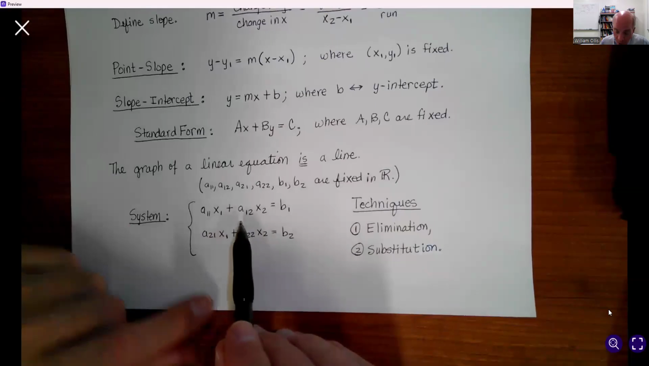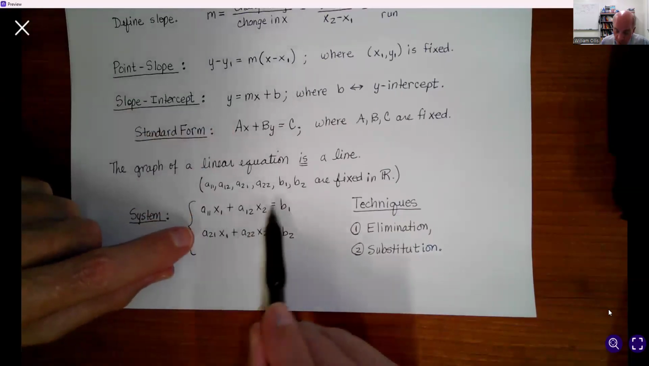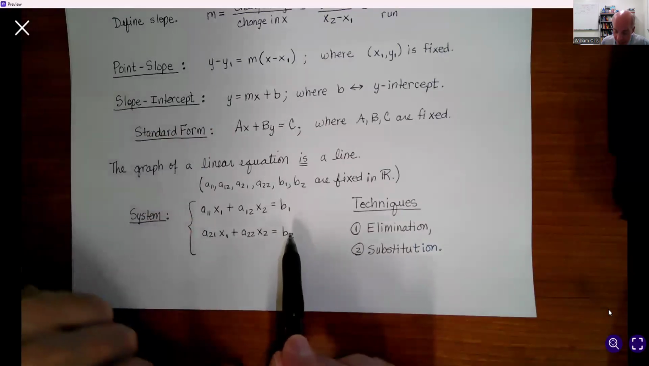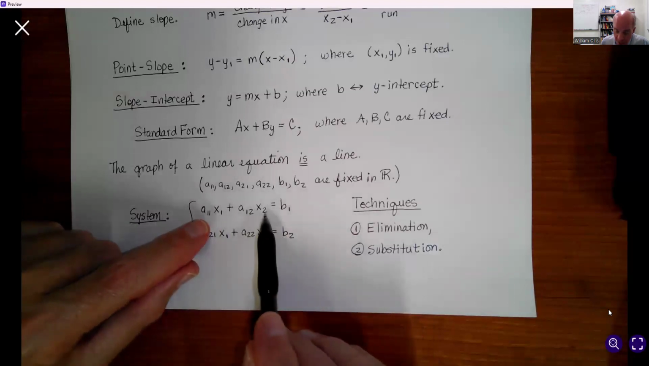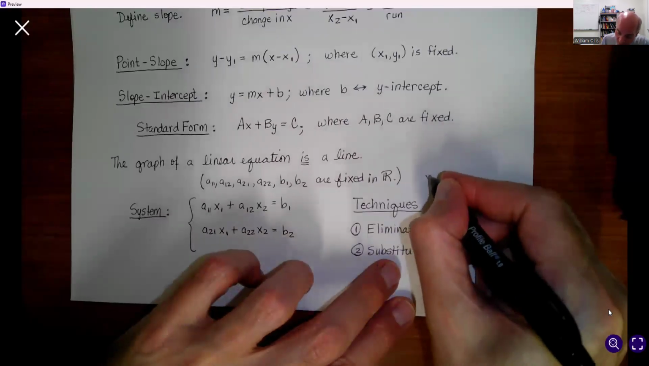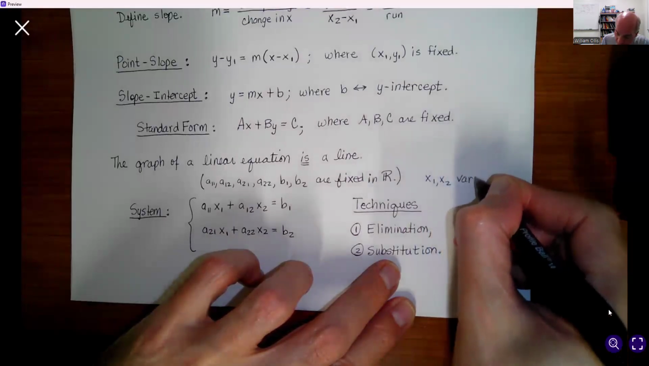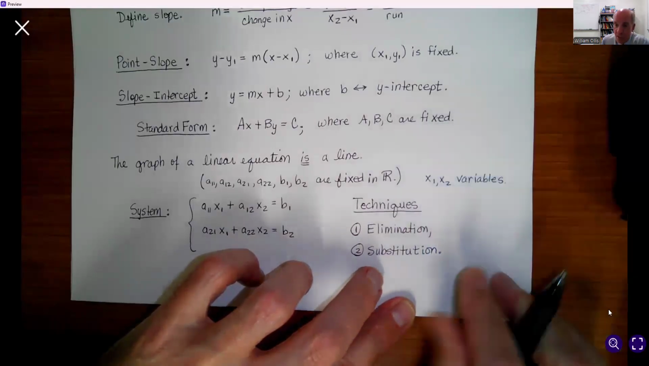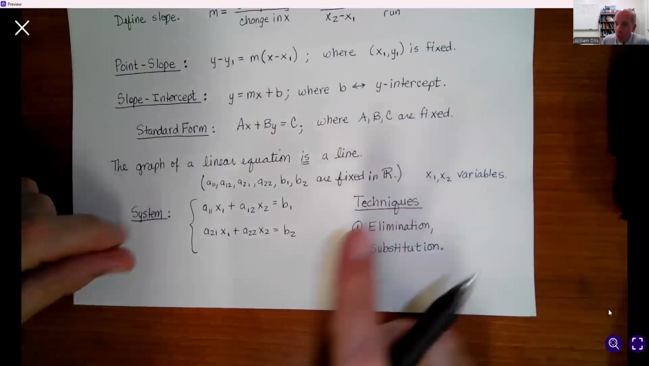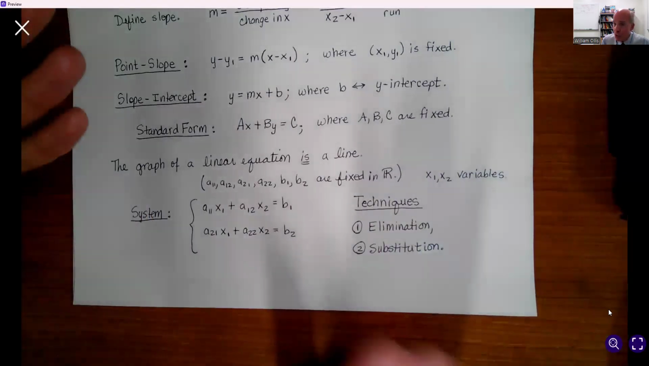So when we write an equation that has this form, we can often use different coefficients and different right-hand sides using subscripts. And notice I'm not using an x and a y here. I'm using an x1 and an x2. So x1, x2 are variables. What's convenient about the subscript notation is that we never run out of variables. We never run out of coefficients.